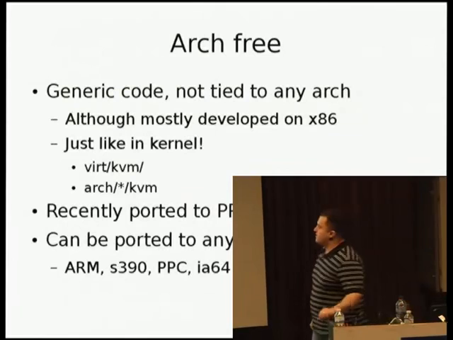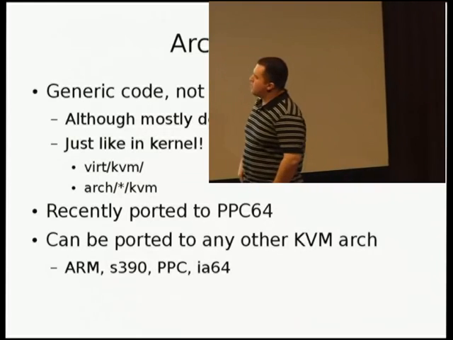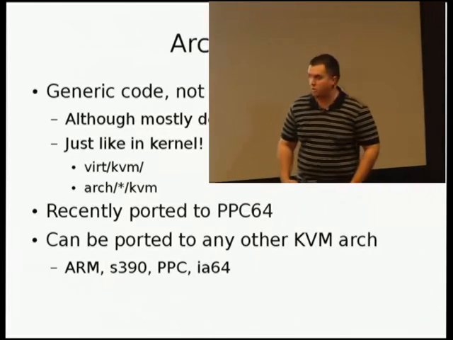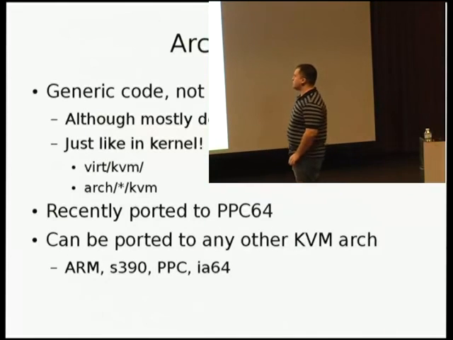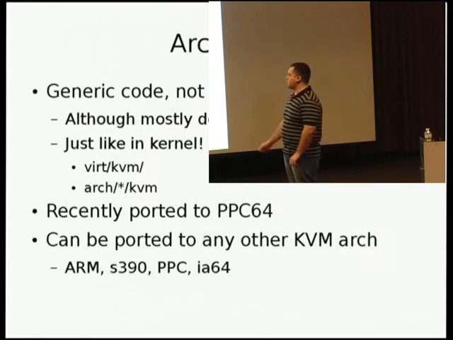Although we didn't design it from day one, the code right now is architecturally free. It means that it's not tied to x86, it's not tied to anything in particular. We did do most of the developing on x86, but it works not just on that. The code structure is actually very similar to what's being done in the kernel when you have a virt KVM directory, which holds the common code, which runs on all architectures. And for each architecture, you have the arch something KVM code, which is architecturally specific, and it uses the common code under virt KVM.